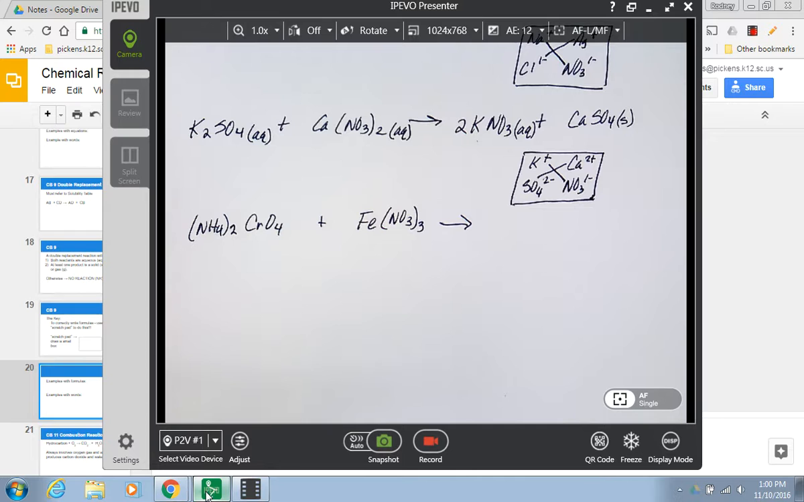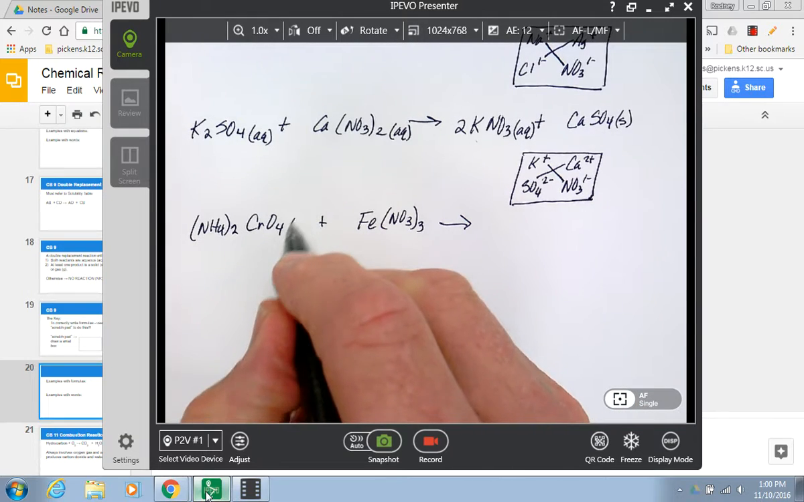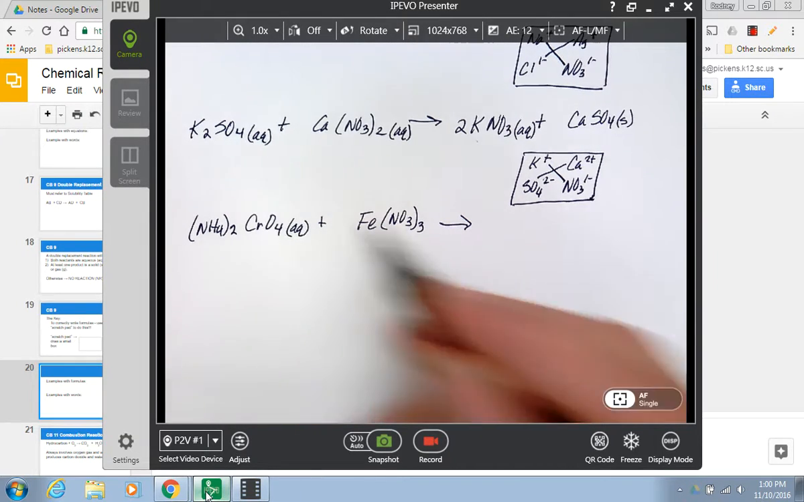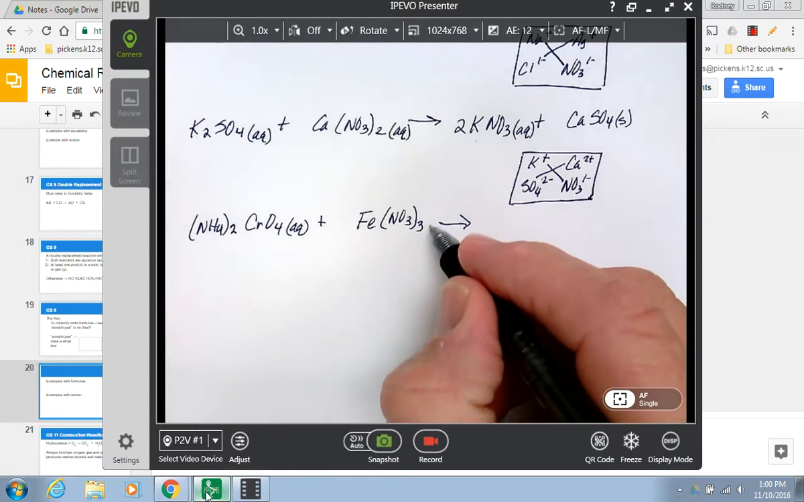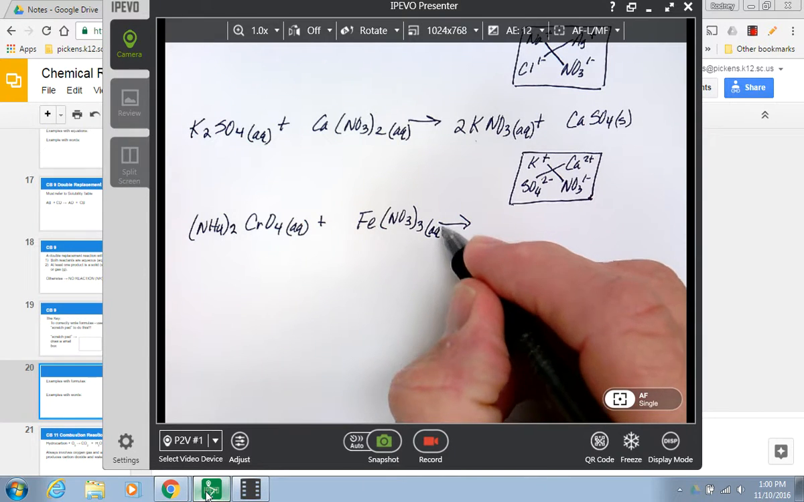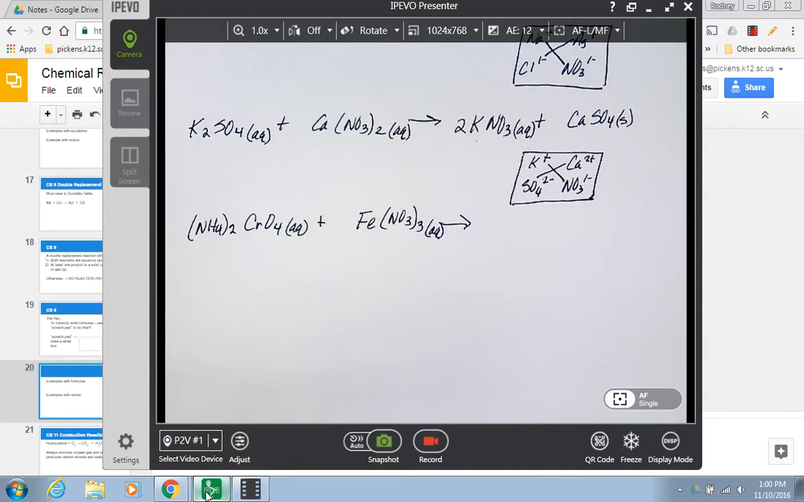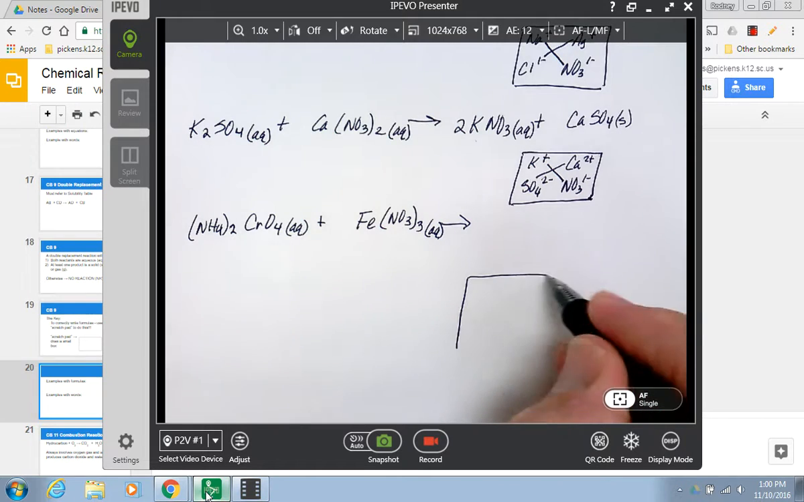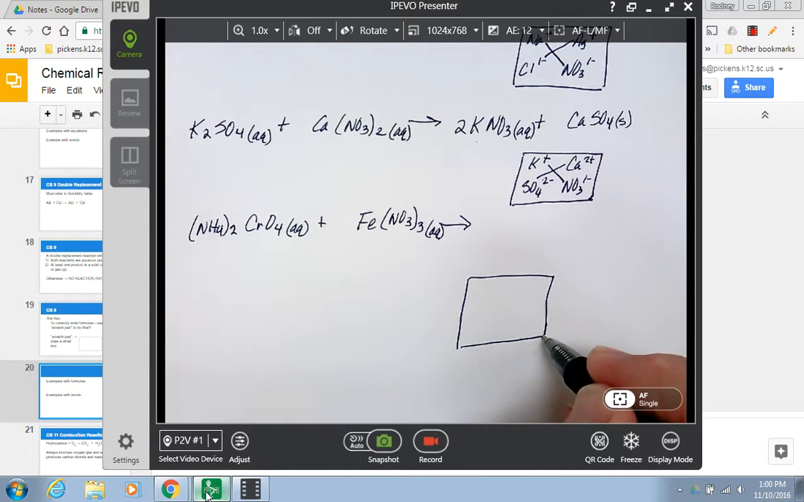All right. Now we need to look up our solubilities, and we do that in ammonium chromate. When we look it up, we see that it is soluble, so we put AQ for that one. We have iron nitrate. Again, all nitrates are soluble, so we're going to put an AQ for that one. Need to squeeze that in a little bit. We're going to draw our little scratch pad down here to put our ions on.